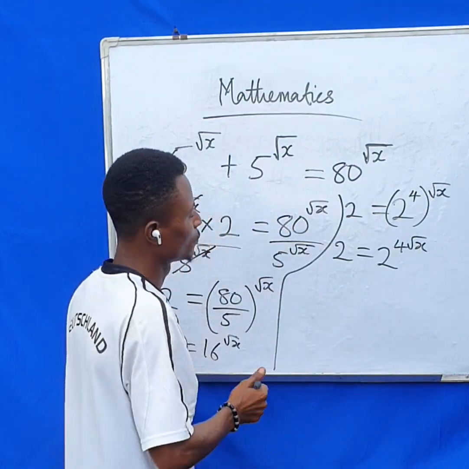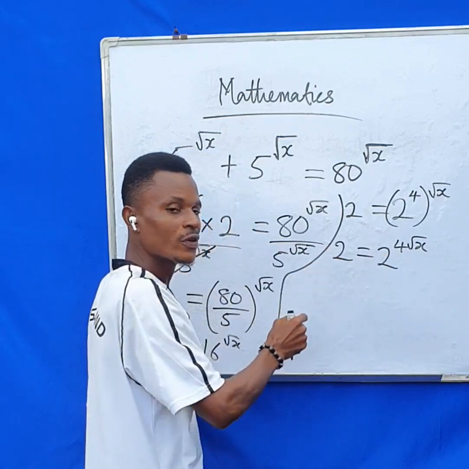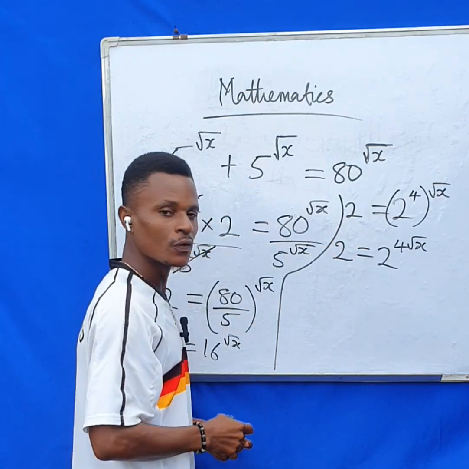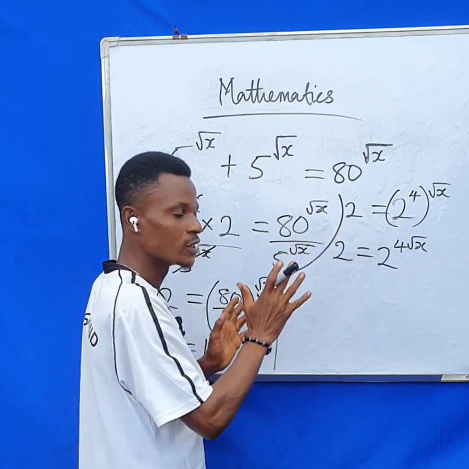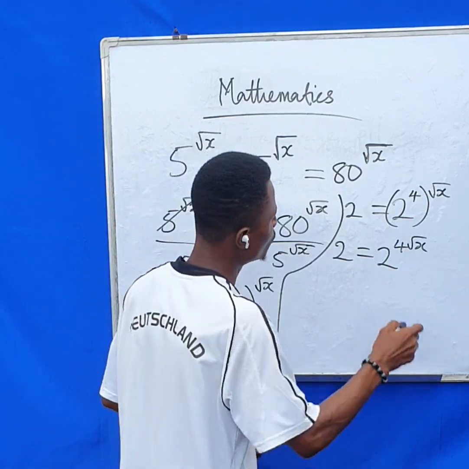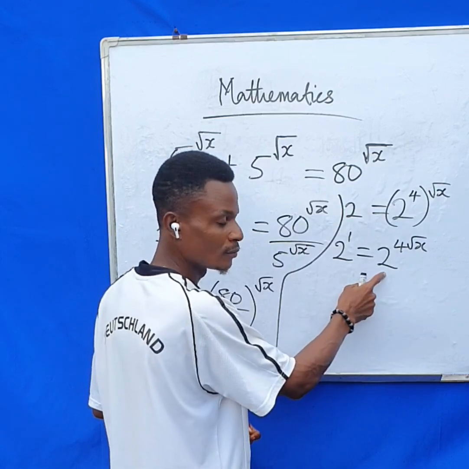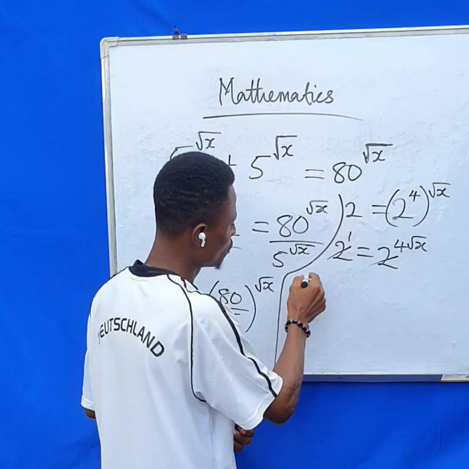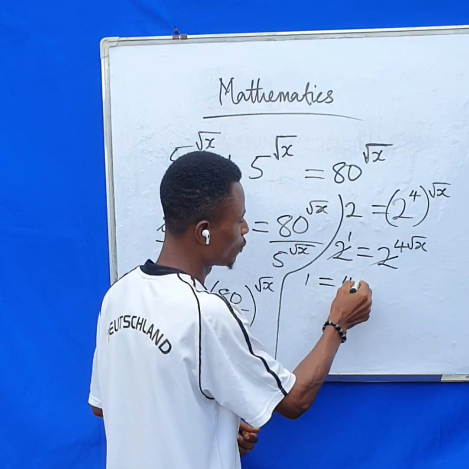The next thing to do, if you look at this side, this one has a power, but this one doesn't have a visible power. According to the no-power law of indices, anytime a number is without a visible power, the power is 1. So we are going to put power 1 here. Now look at this. You notice that the bases are the same. Because they are the same, this one here will cancel this one, and we have 1 here equal to 4 root x.